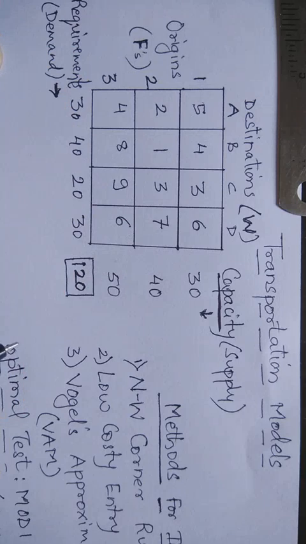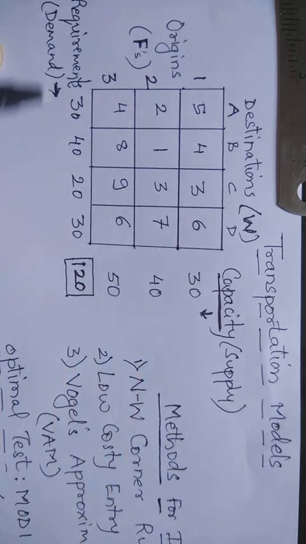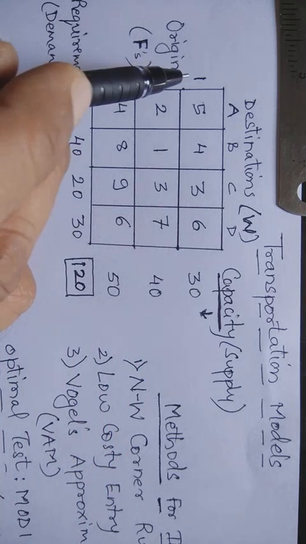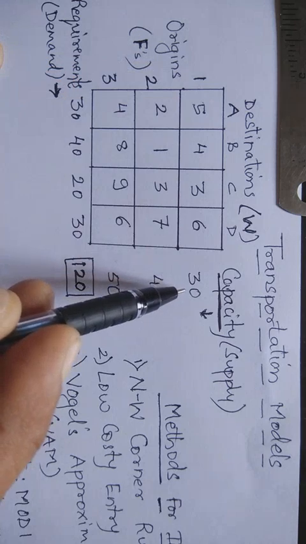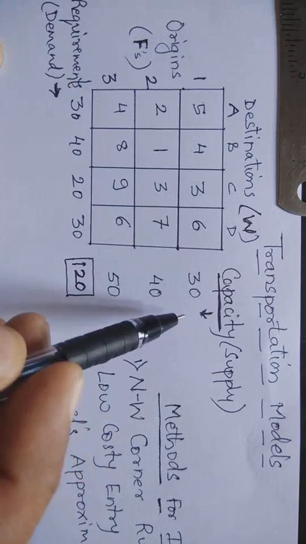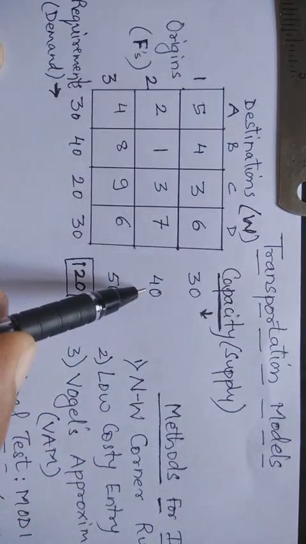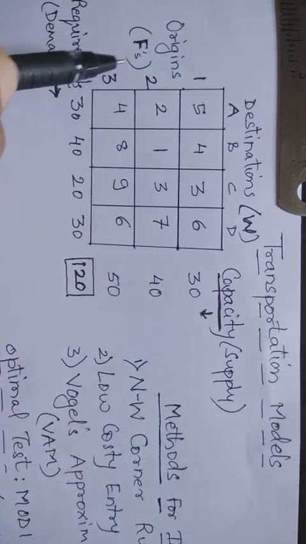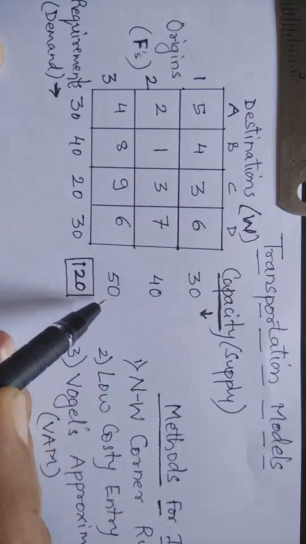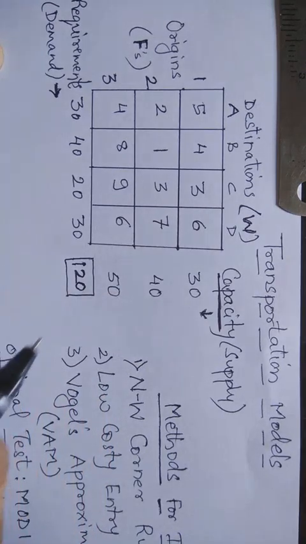Now, before solving a transportation problem by any method, the first step is we have to check the capacities of the factories as well as the requirements of the warehouses. So here factory 1 has a capacity of 30 units. Capacity means supply. Factory 1 can supply 30 units of goods. Factory 2 can supply 40 units of goods. And factory 3 can supply 50 units of goods. Means these are the capacities of factories F1, F2, F3.